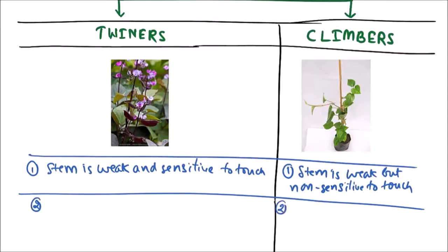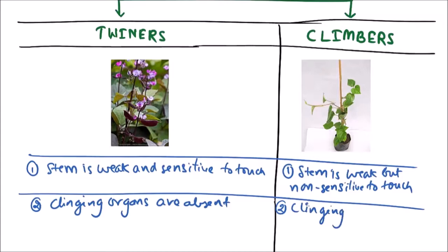Next difference is that as the stem is sensitive to touch, so it doesn't require any clinging organs. So clinging organs, that is the organs for climbing, are absent. Here the clinging organs are present.